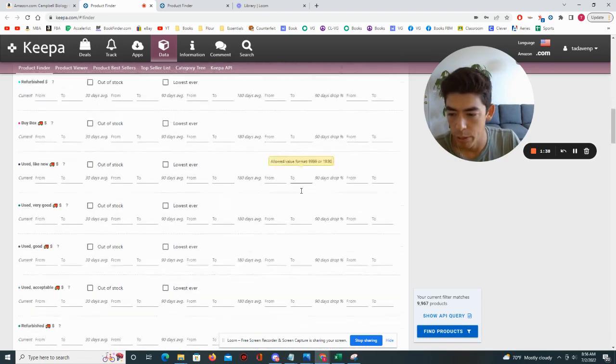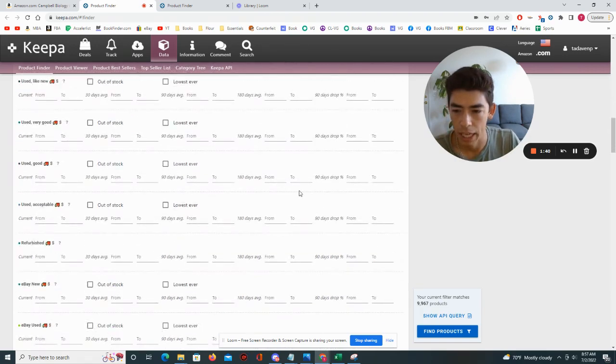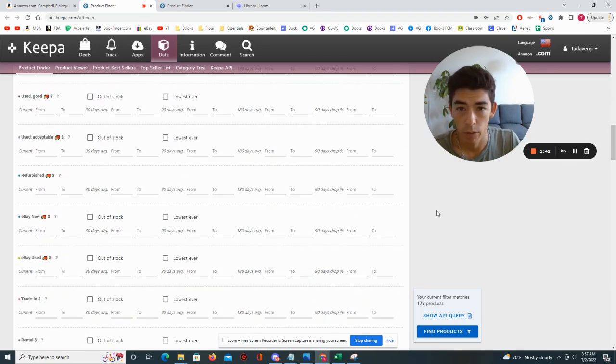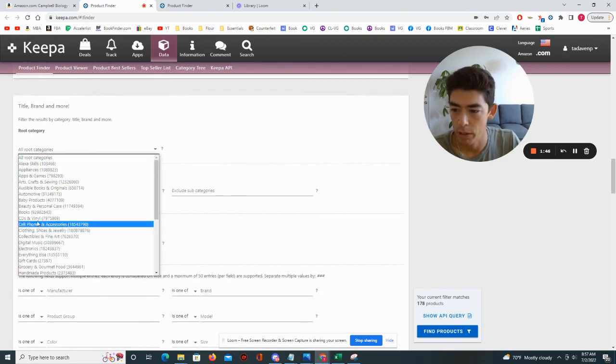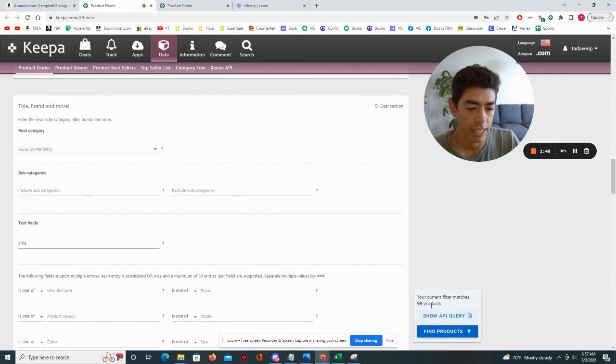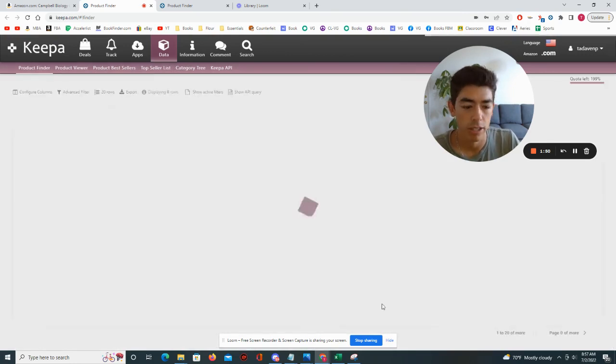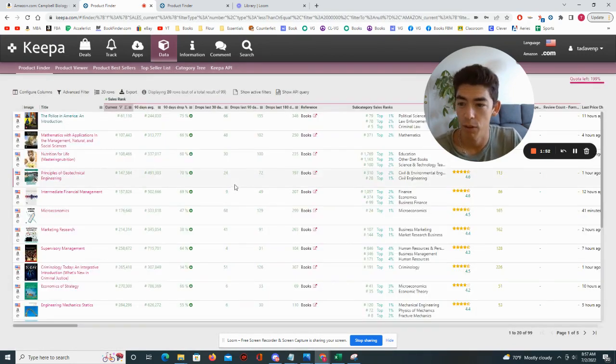Then what I'm going to do is make sure that I'm looking at the book category. So I'm going to scroll down to the categories, click books, and you can see that this has returned a total of 99 products, which I can just press find products for.